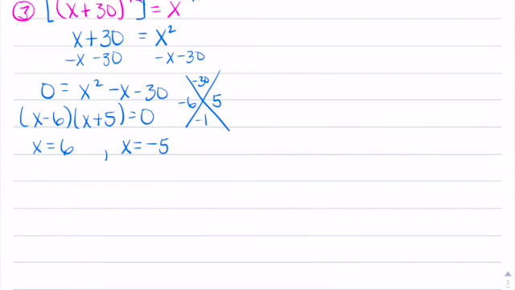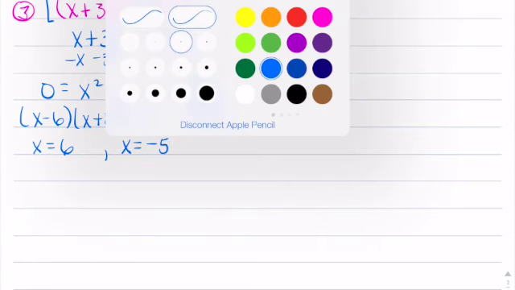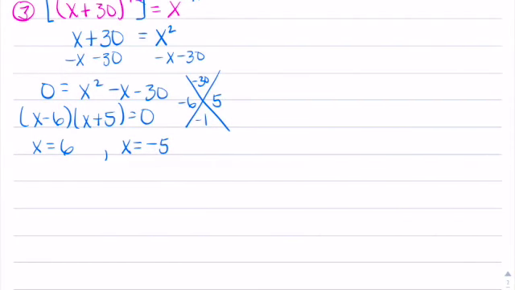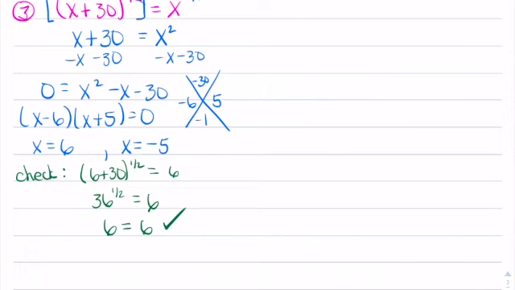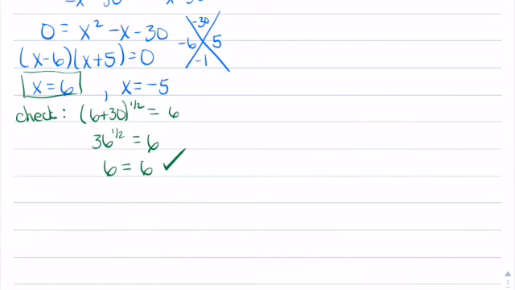And those are my two apparent solutions, but now I need to check them and see if they truly are both solutions. So here's our check. All right, so plugging back in with 6 into my original equation, I have 6 plus 30 to the 1/2 power is equal to 6. 36 to the 1/2 power is equal to 6. 36 to the 1/2 power is the same thing as square root of 36, which is 6. And so this is good, and I can box x equals 6 as a true final answer.